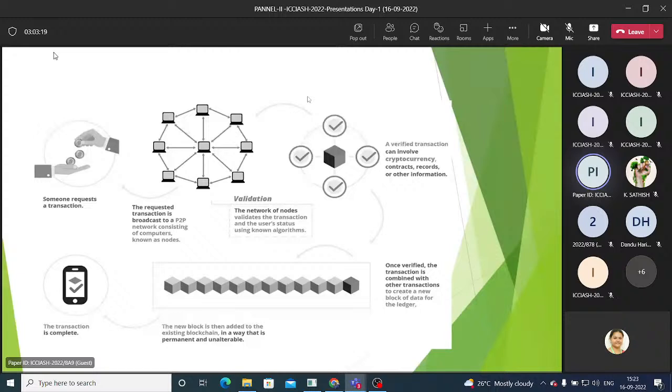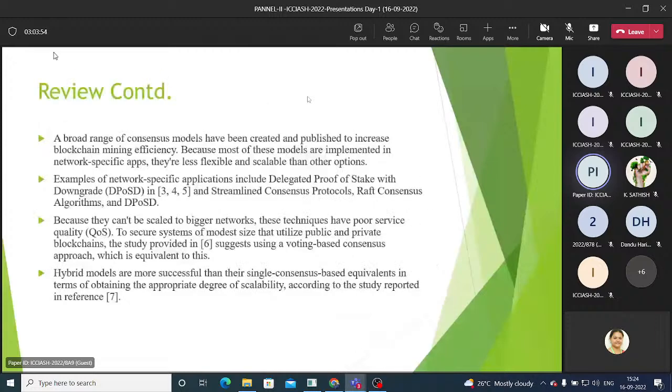Verified transactions can involve cryptocurrency contracts, records, or other information. The transaction is complete when the entire thing has been received by the other person with the proper mode of transaction and with complete security. So one has to verify. For that verification and validation purpose, proof of stake and proof of work technologies and these consensus algorithms are being implemented. A broad range of consensus models have been created and published by researchers for efficiency in the blockchain mechanism, wherein we do the mining of the blocks.